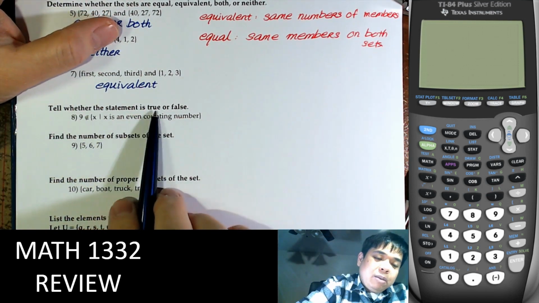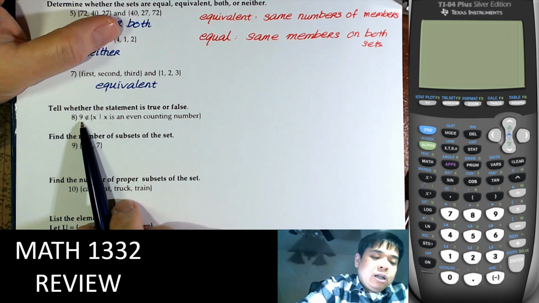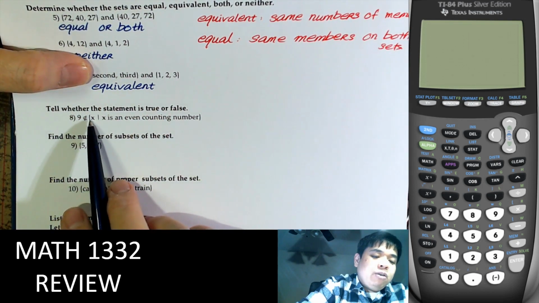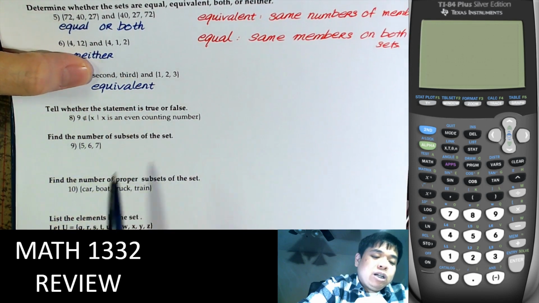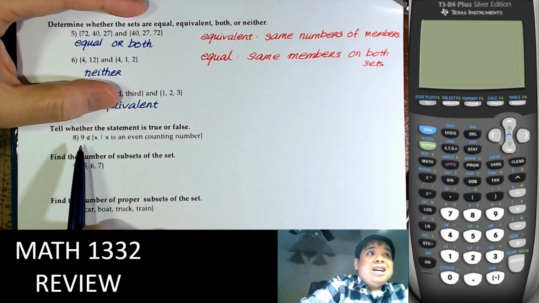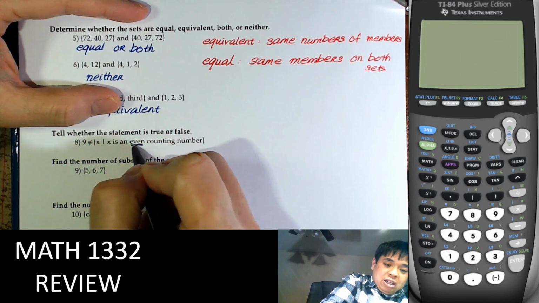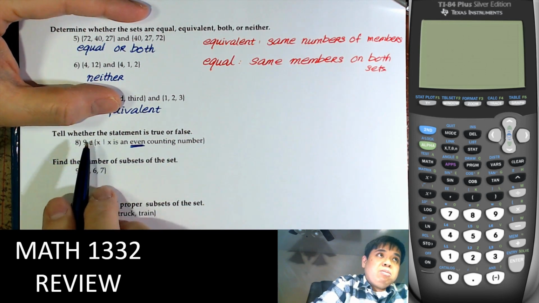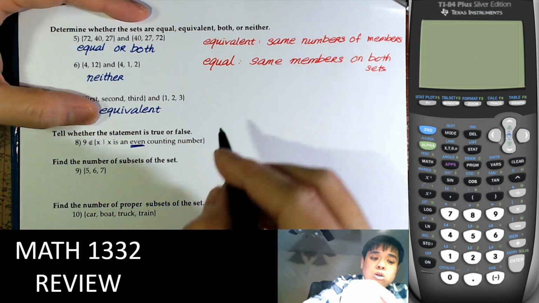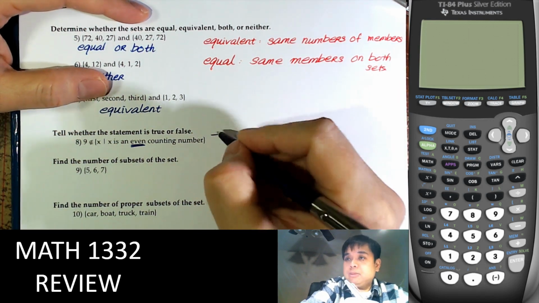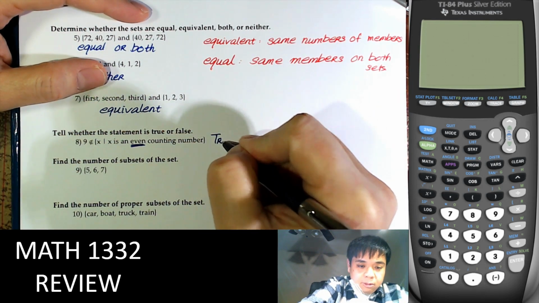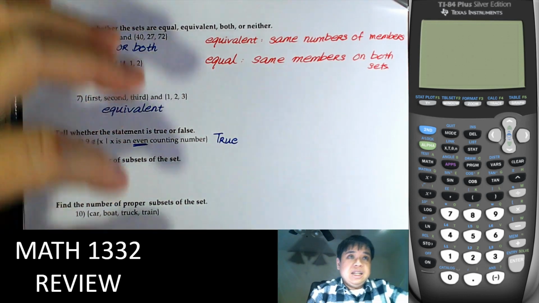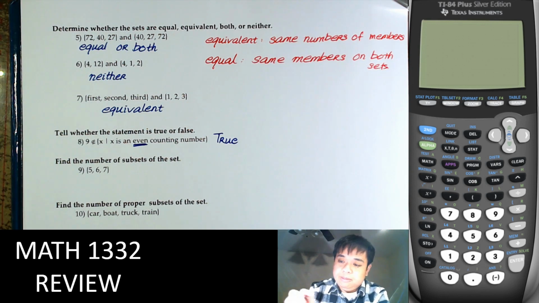Right. Tell whether the statement is true or false. 9 is not in the set of x, where x is an even counting number. Well, 9 is an odd number. This one is the set of only even numbers. So 9 does not belong to it. So this one is true, because 9 is not an even number.